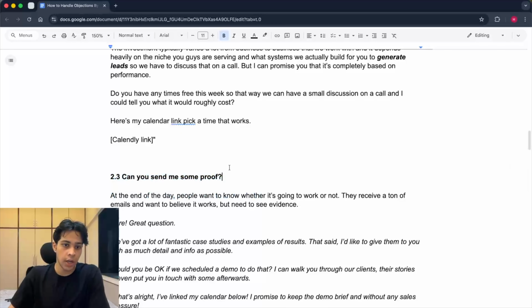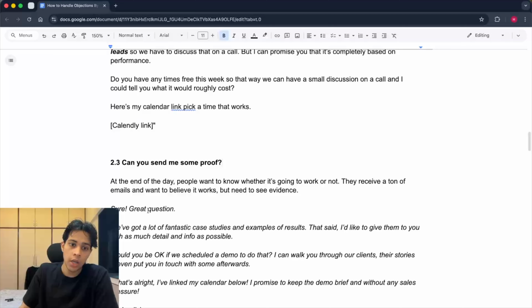Third one. Can you send me some proof? This one is pretty simple. You just send them some proof. At the end of the day, people just want to know whether it's going to work or not. They receive a ton of emails and they just want to believe that it works, but they just need to see the evidence first. Okay? So you send this.